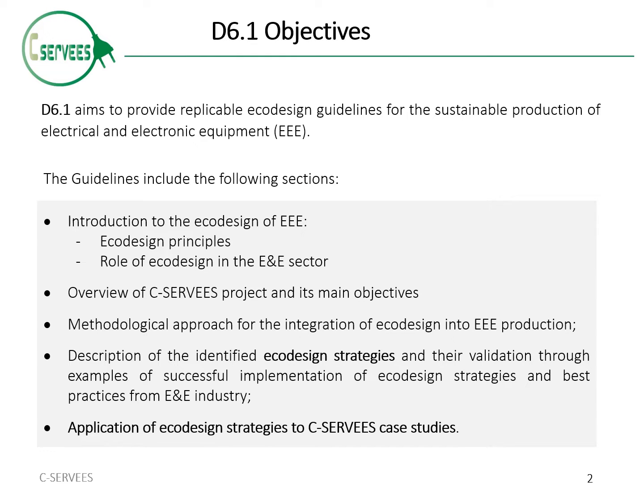In the framework of C-Service project, deliverable 6.1 aims to provide replicable eco-design guidelines for the sustainable production of electrical and electronic equipment. The guidelines include the following sections: Introduction to the eco-design of electrical and electronic equipment, including key aspects and eco-design principles, the role of the design in the electrical and electronic sector, as well as an overview of the C-Service project and its main objectives.